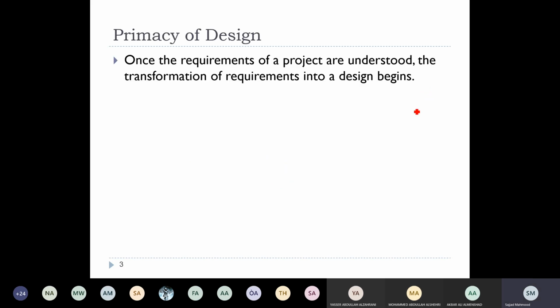So once the requirements, let's read this statement together, please. Once the requirements of a project are understood, transformation of requirements into design begins. What do you think? What do I mean by this statement?